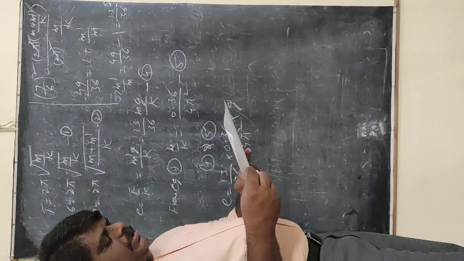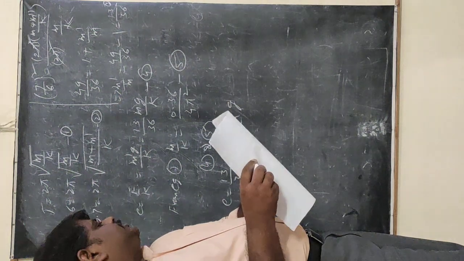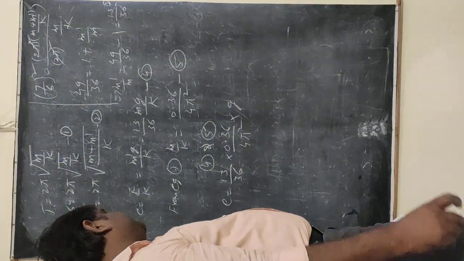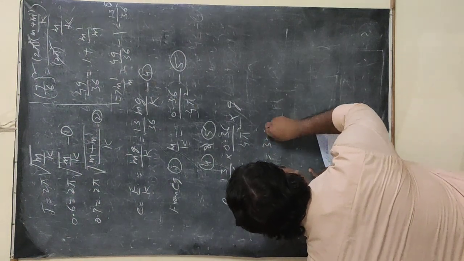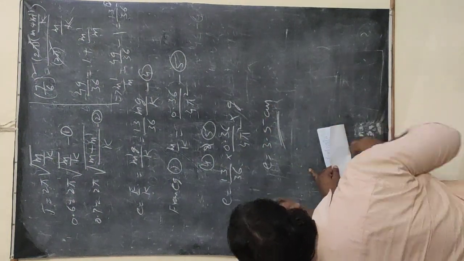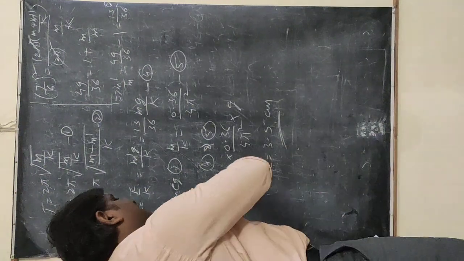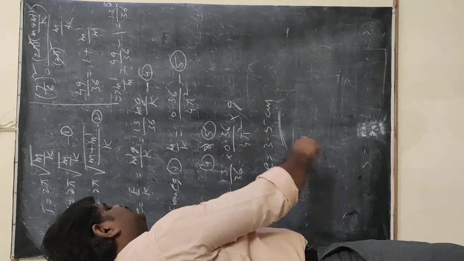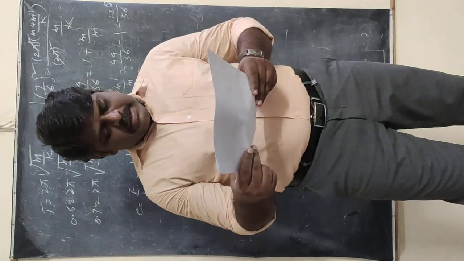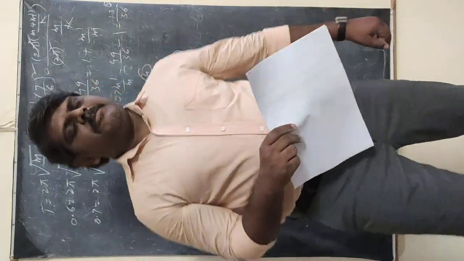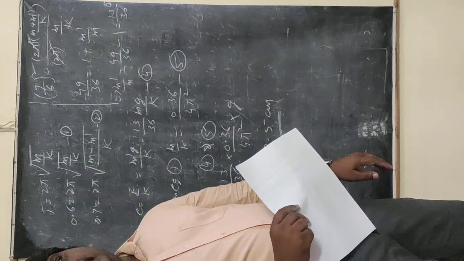If I substitute all the values and simplify, then you are going to get e equals 3.5 centimeters. This is the elongation produced. If you simplify all those values, you get the final answer as 3.5 centimeters itself. Okay, this is the process of doing the calculation.